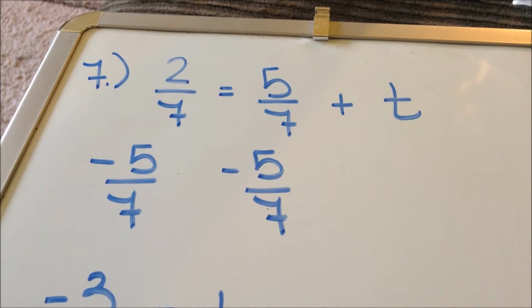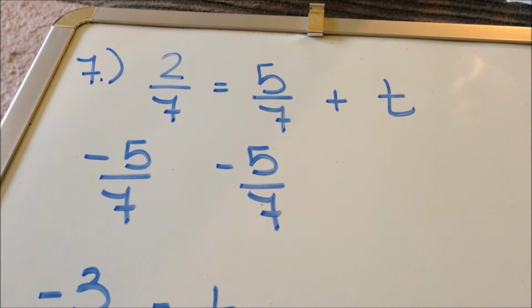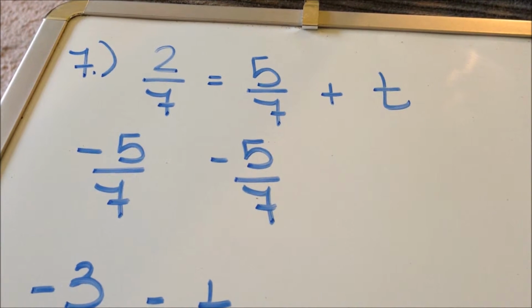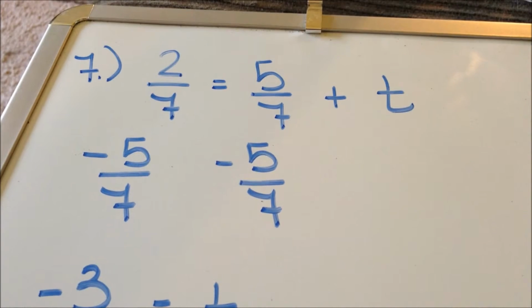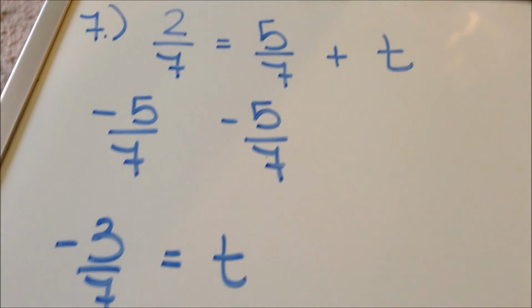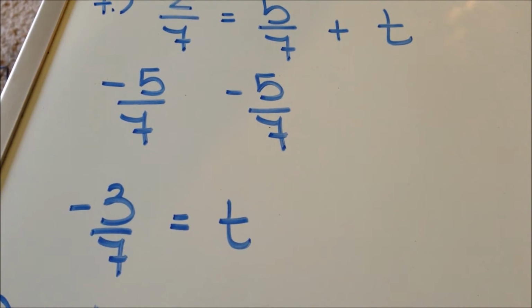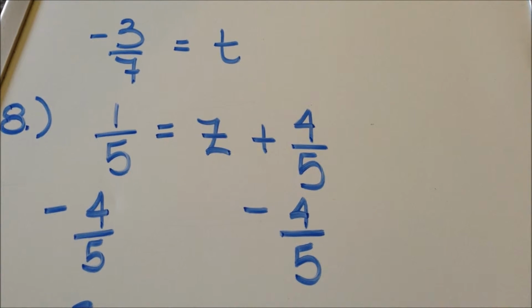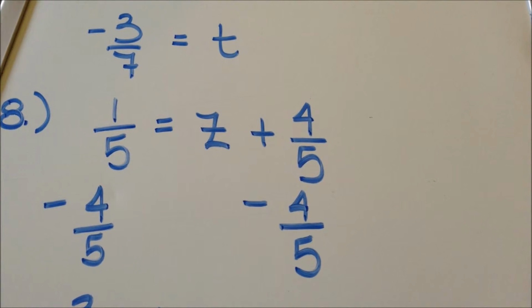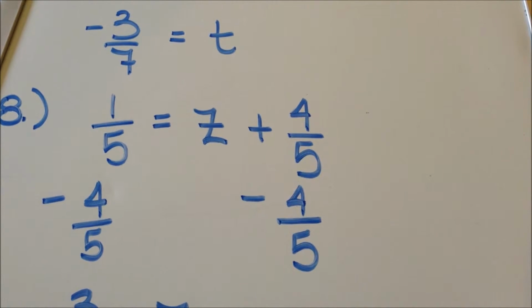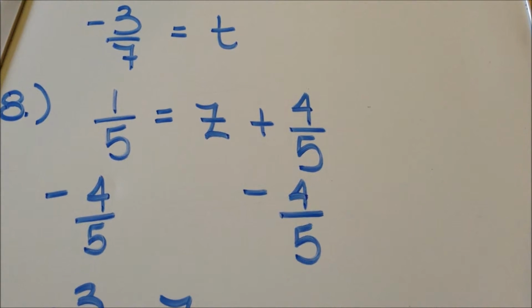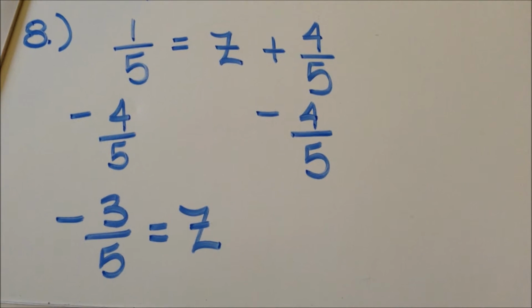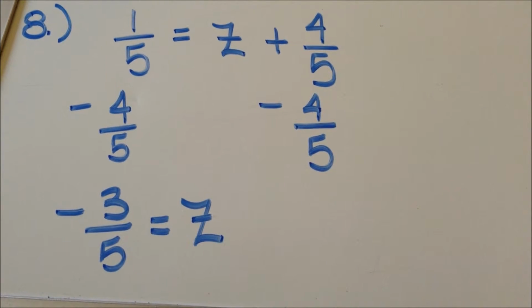Number 7, 2 sevenths equals 5 sevenths plus t. To isolate the t, subtract 5 sevenths from both sides of the equal sign. We get 2 sevenths minus 5 sevenths, that gives us negative 3 sevenths equals t. Finally, number 8, we have 1/5 equals z plus 4/5. To isolate the z, subtract 4/5 from both sides of the equal sign. We end up with 1/5 minus 4/5, which is negative 3/5 equals z.